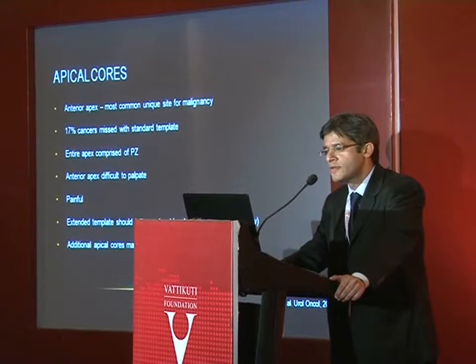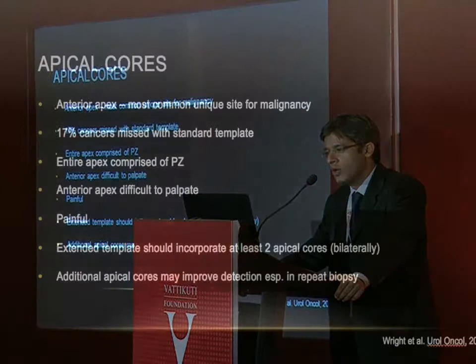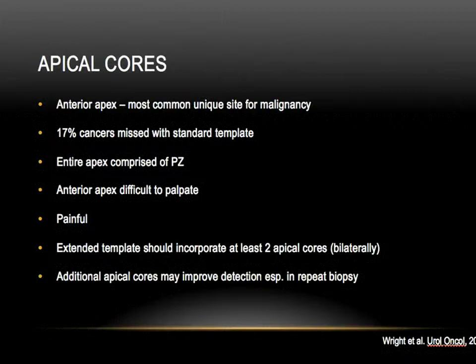These are just the last couple of slides. I just want to mention the value of apical cores. The apical area is very easily missed in our biopsies, and I think we need to pay a lot more attention to apical cores than any other part of the prostate. We know that the entire apex is comprised of the peripheral zone. As a result, it is more likely to harbor cancer than any other part of the prostate. In fact, about 17% of cancers are missed with a standard template if we don't take adequate apical zone biopsies.